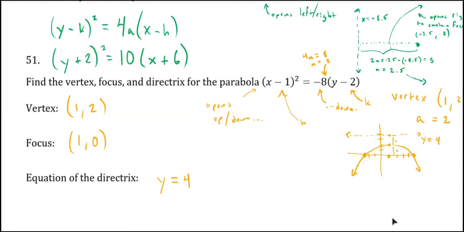Question 51 gives us a parabola in standard form. We need to, from here, encode the h, the k, to get our vertex.